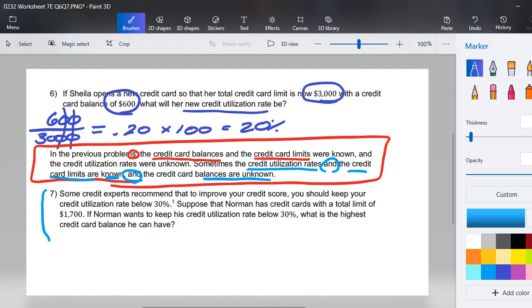So if you haven't paused already to complete, attempt, try, make a great effort at number 7, go ahead and hit pause and then come back and we'll walk through number 7 together.